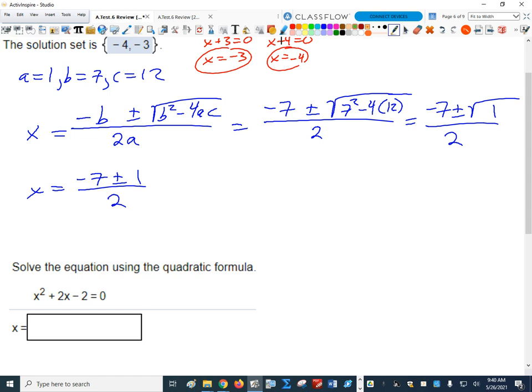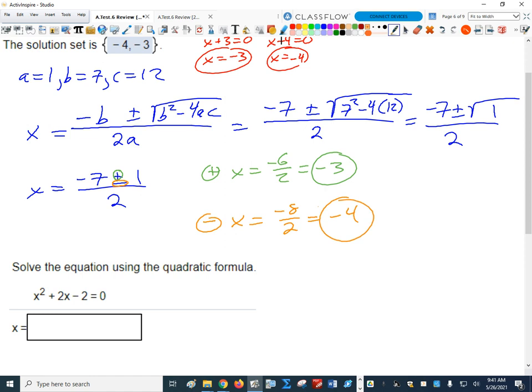Well, now we can just take the plus sign to get one answer. If I take the plus sign, x equals negative 7 plus 1, which is negative 6 over 2. Well, that's just negative 3, right? If I take the minus sign, negative 7 minus 1 is negative 8 over 2. That's equal to negative 4. Okay, so we can get it that way too.